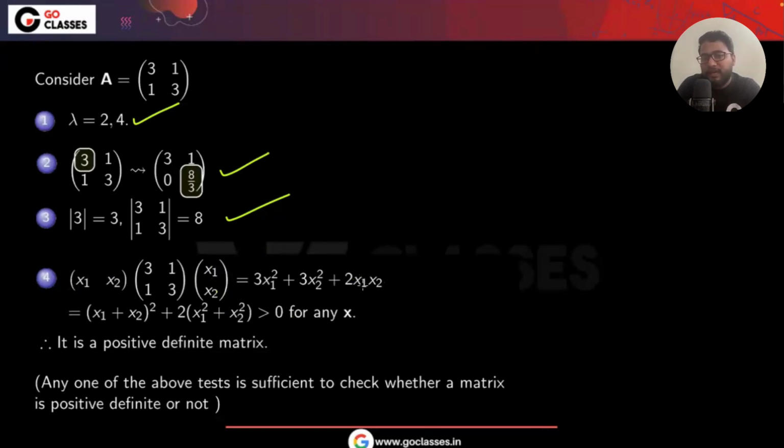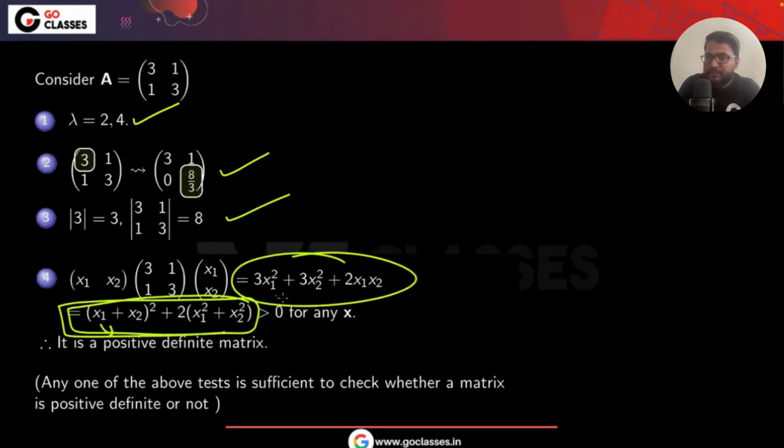So basically here you can see that if you rewrite it, then it will be (x1 + x2) whole square, plus 2 into (x1 square + x2 square). If you open this up, it is x1 square plus x2 square plus 2x1x2, right? And then 2 into (x1 square + x2 square) will remain. So basically, this expression and this expression are both equivalent.